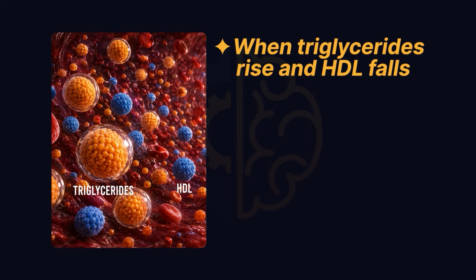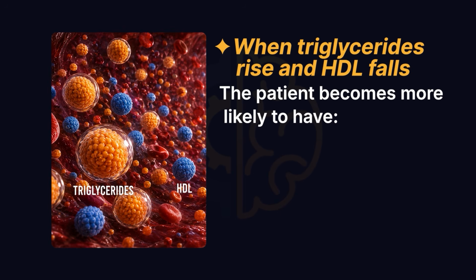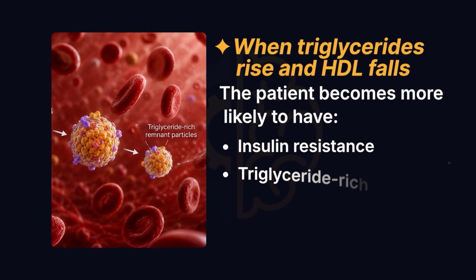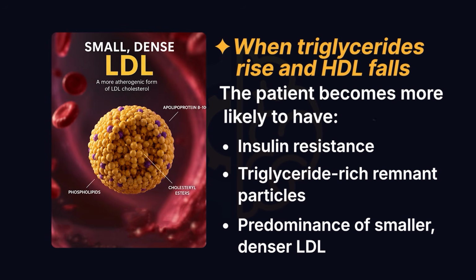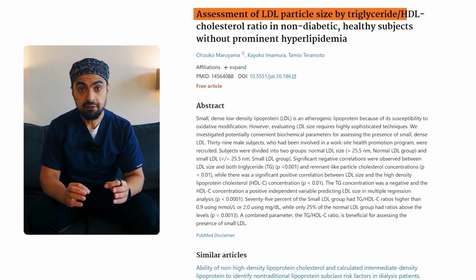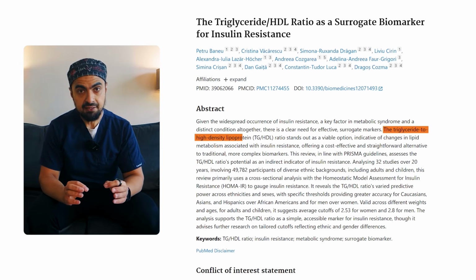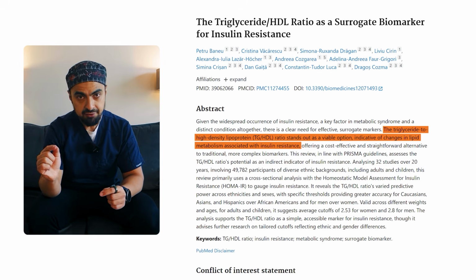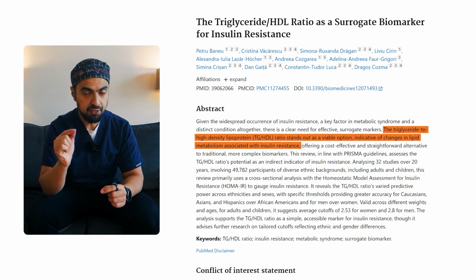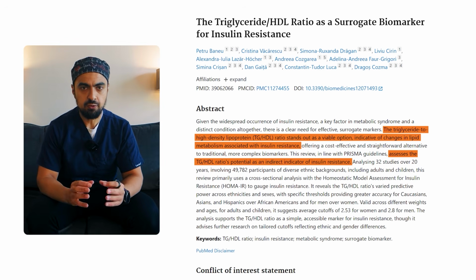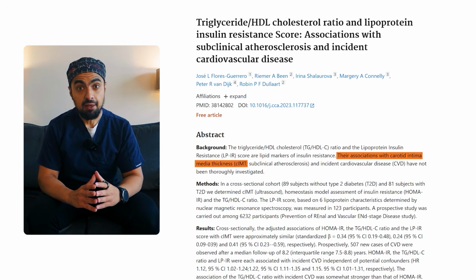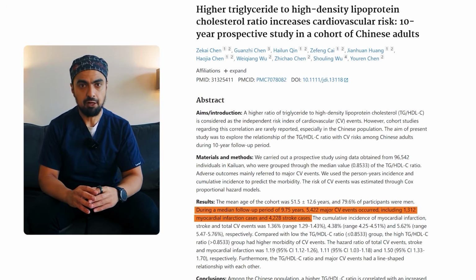When triglycerides rise and HDL falls, the patient becomes more likely to have insulin resistance, triglyceride-rich remnant particles, and a predominance of smaller, denser LDL. Studies have shown that triglyceride to HDL correlates inversely with the LDL particle size and can help predict pattern B. Other studies and meta-analyses have associated a higher ratio with insulin resistance, subclinical atherosclerosis, and future cardiovascular events.